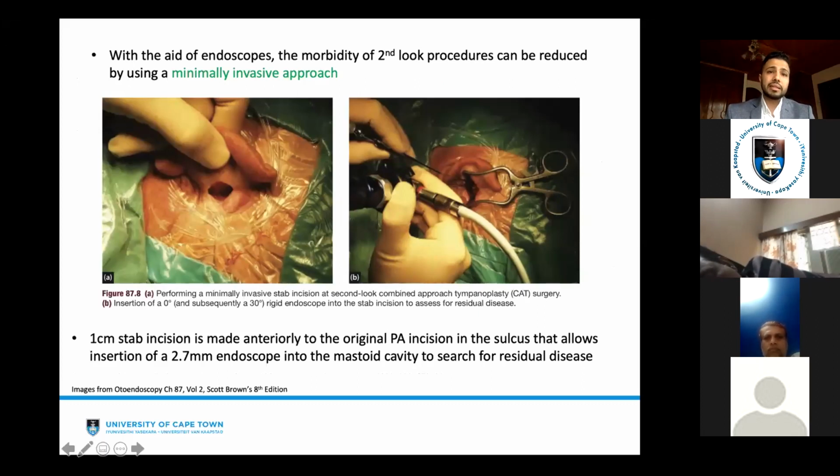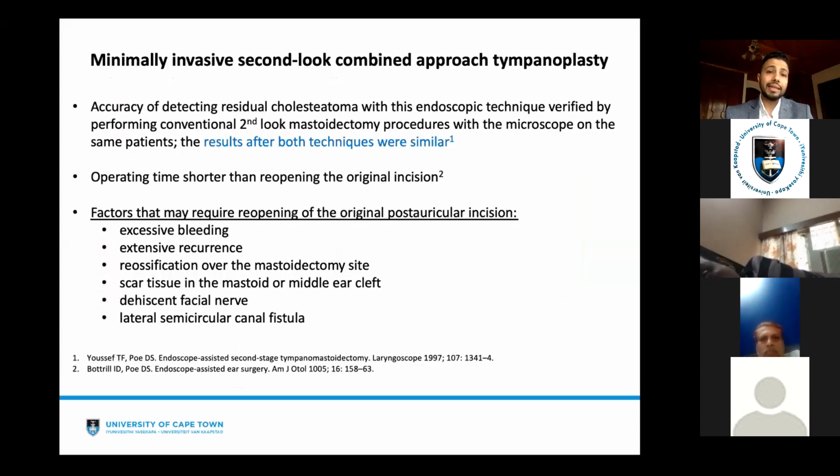Moving forward on the same line, it can be used as a minimally invasive approach to perform second look procedures. And as you can see here, once you want to check for recurrences or recidivism, one can make a 1 centimeter stab incision just anterior to your original postauricular incision in the sulcus. That allows a small diameter endoscope to be inserted through there just to check for residual disease. And this technique has been verified by performing conventional second look mastoidectomy procedures with the microscope on the same group of patients. The results in both techniques were similar. But the advantage, obviously, with a minimally invasive technique was that you minimize time and you minimize morbidity. You don't have to reopen the original incision as well.